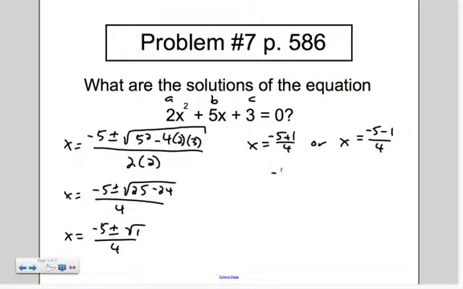Negative 5 plus 1 is negative 4. Negative 5 minus 1 is negative 6 divided by 4. So x equals negative 1, or this is negative 3 halves, which is negative 1.5. So x equals negative 1, or x equals negative 1 and 1/2.